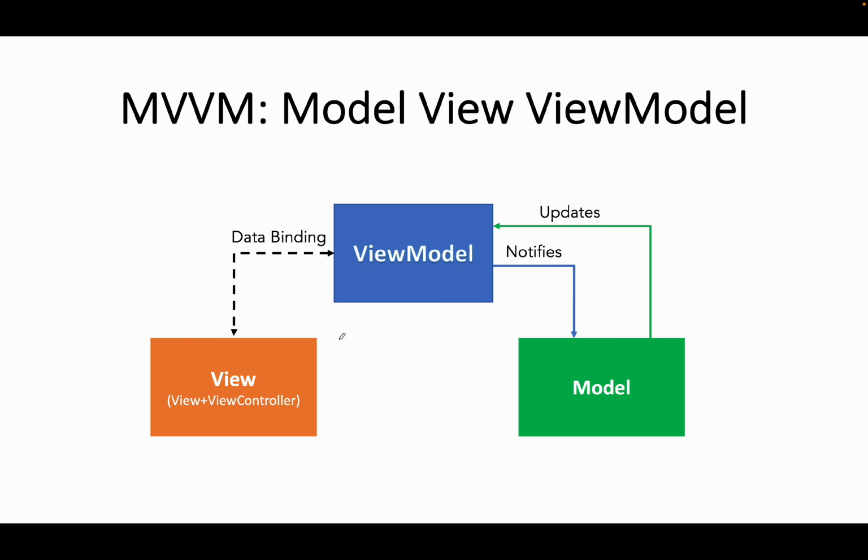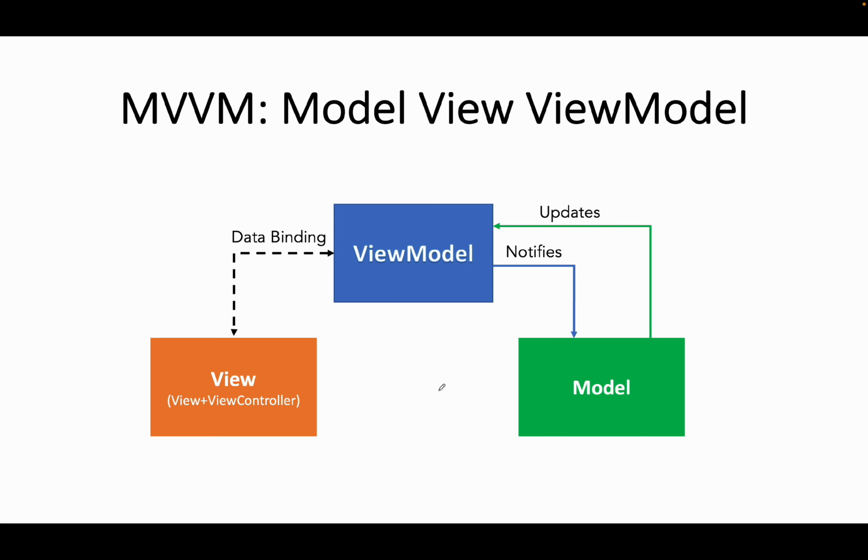Previously it was a bit difficult to achieve data binding in iOS. We used to do it with delegates, closures, KVO, or an external library like RxSwift. But after the release of the Combine framework, that makes it a whole lot easier. Now data binding is much easier and less complicated. So this is the diagram of MVVM and some overview.